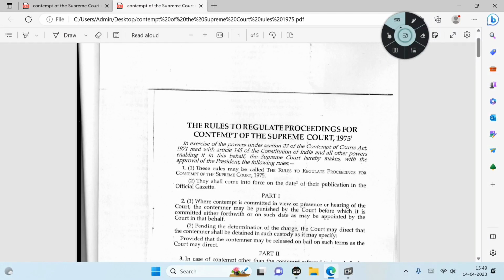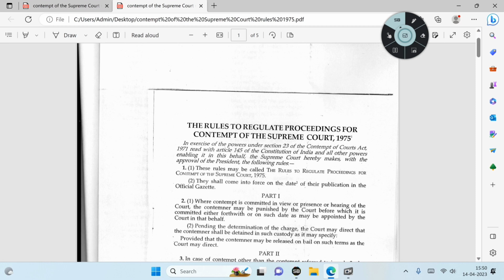The Rules to Regulate Proceedings for Contempt of the Supreme Court, 1975. These rules have been framed by exercising the power of the Supreme Court under Section 23 of the Contempt of Courts Act 1971 and Article 145 of the Constitution of India, and all other powers enabling in this behalf.